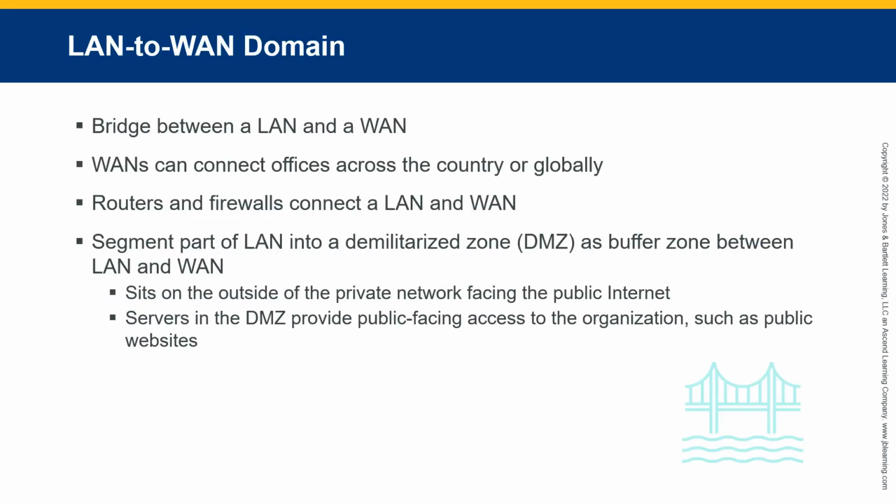LAN to WAN domain. Bridge between a LAN and a WAN. WANs can connect offices across the country or globally. Routers and firewalls connect a LAN and a WAN. To segment part of a LAN into a demilitarized zone, so to speak, as a buffer zone between LAN and WAN. It sits on the outside of the private network facing the public internet. Servers in the DMZ provide public-facing access to the organization, such as public websites.